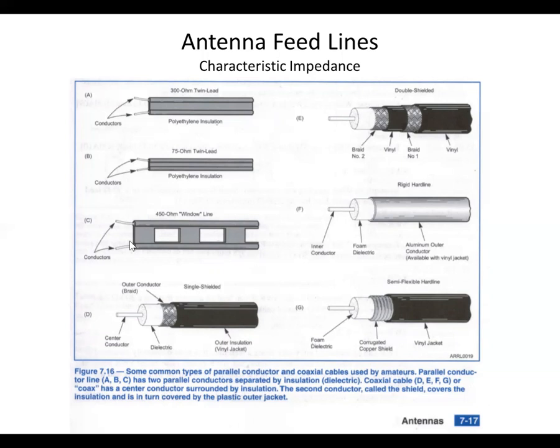There's the 450 ohm window line, where it's the same thing, parallel wires with an insulator between them, and this has little windows cut out of it. So each one has different uses, and as you get into selecting an antenna, then you start looking at the feed line. You need to do a little research on what the best type of feed line would be for that particular application.